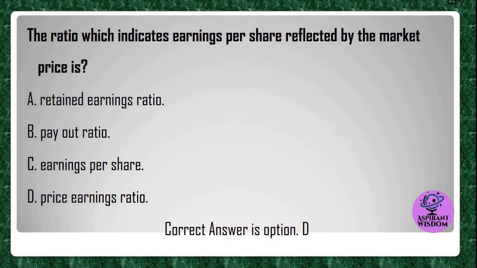The ratio which indicates earnings per share reflected by the market price is: A. Retained earnings ratio, B. Payout ratio, C. Earnings per share, D. Price earnings ratio. Correct answer is option D.